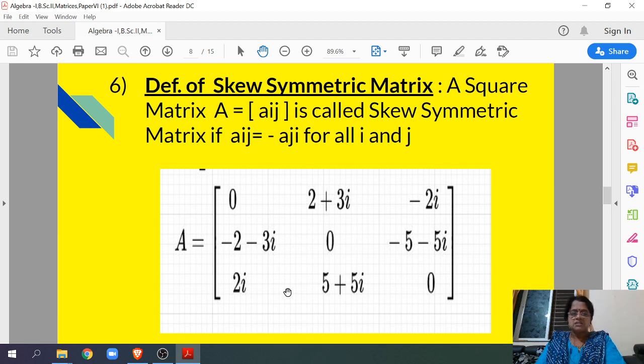The next types of matrices we will see in the next lecture.